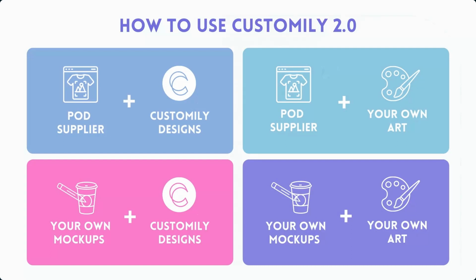And also ask yourself, will you be using our designs, or do you want to create your own designs from scratch, upload your own images, backgrounds, and fonts, and create stuff on your own? So depending on how you answer these questions, you will face these four scenarios. You may want to use a print-on-demand provider, use their own products, and add a design from the Customily library. This is a very fast process and will allow you to have ready-to-sell products in minutes.